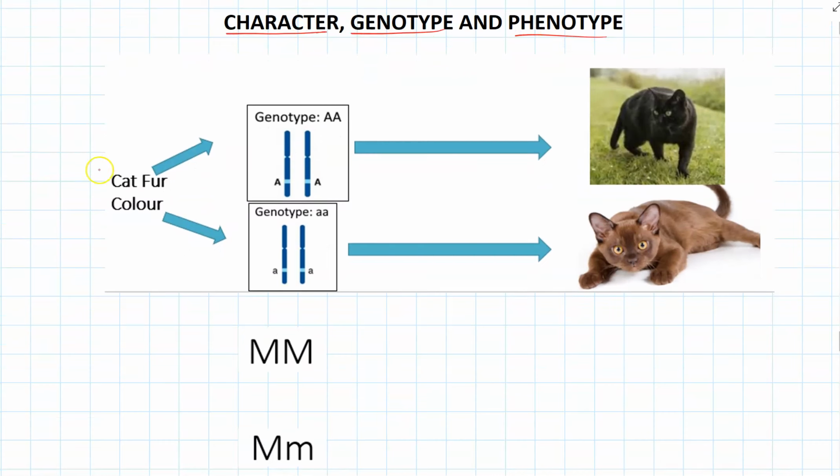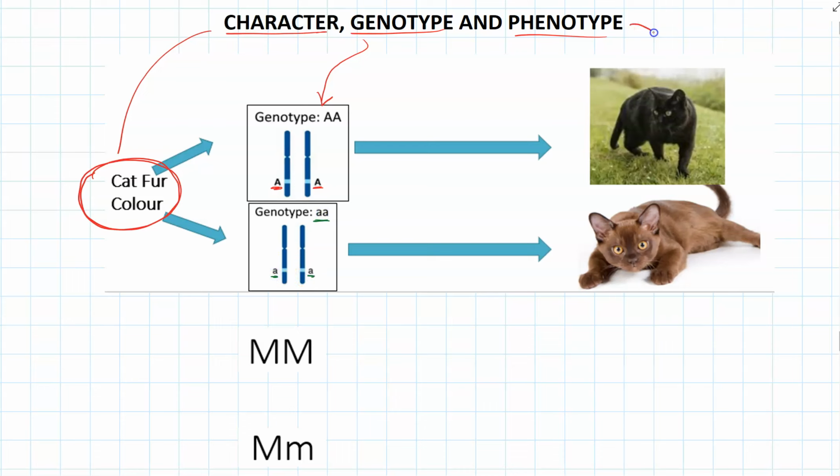Character is just a particular characteristic that an organism has. Like in this case, it's the fur color of a cat. That's the character. The genotype, that is just the list of what are the 2 alleles that this particular individual has. So this cat here, it's got the genotype big A big A, because they're the 2 alleles that this cat is carrying in its chromosome. This cat down here though, it's got the genotype small a small a, because it's carrying 2 small a alleles.